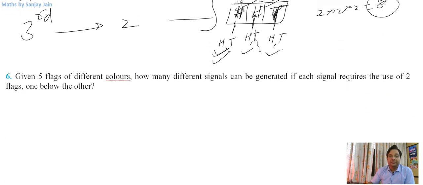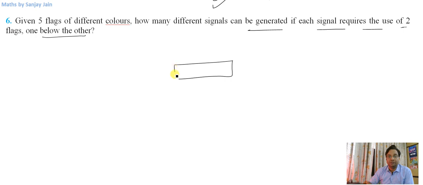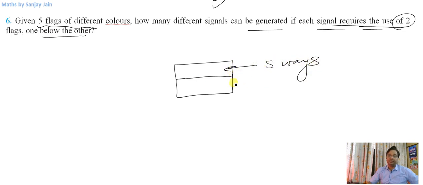Given 5 different colored flags, how many different signals can be generated if each signal requires the use of 2 flags, one below the other? This is a pretty simple question. We have done a more difficult question, you can say, in the examples. I've got 5 flags of different colors, and each signal requires the use of 2 flags one over the other. So in how many ways can I fill this one? 5 ways. How many ways can I fill this one? 4 ways. So what is the total number of signals that can be generated? 20 different signals.